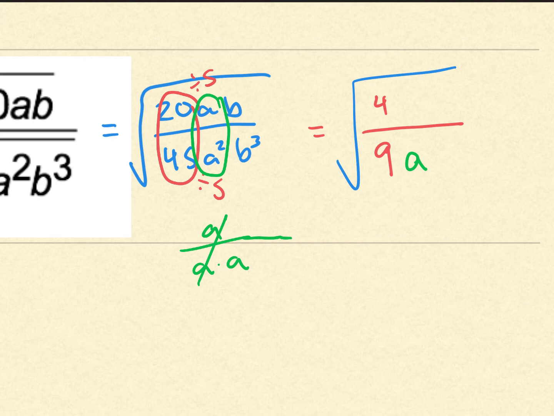And then looking at the B's. I have 1 B on top and 3 on the bottom. So those will cancel. How many B's am I left with? 2, and where? On the bottom, because if I did 1 minus 3, it'd be -2.